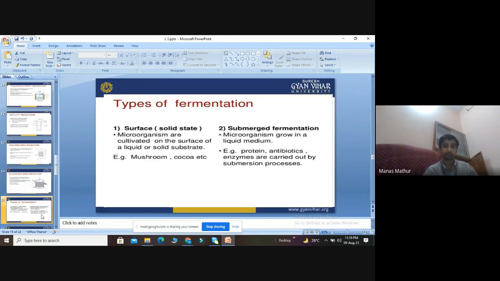Then, on the basis of formation, two types of fermentation are there. Surface fermentation, which is mainly done on a solid surface. Example: mushroom and cocoa. Submerged fermentation. Submerged means totally dipped. The microbes are dipped in liquid medium, mainly used in the production of protein, antibiotics, enzymes.